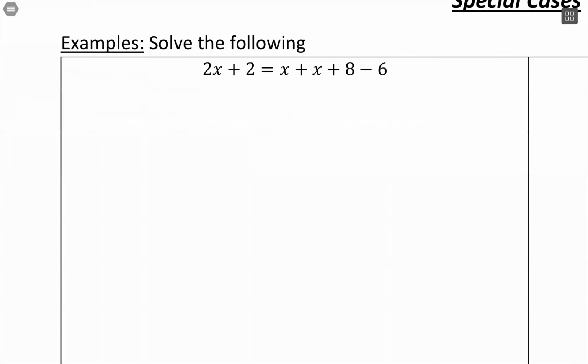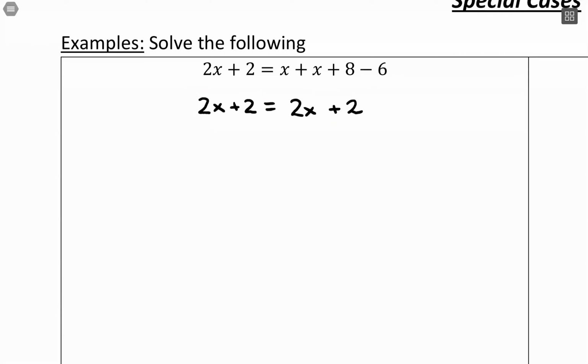Let's get some practice with solving linear equations. I'm going to simplify both sides of the equation. On the left-hand side, it's all simplified, so there's not much to do there. On the right-hand side, I have x plus x, which is 2x, and then plus 8 minus 6, which is a positive 2. Now, at this point, we could say infinitely many solutions, because we have the exact same thing on both sides of the equation.